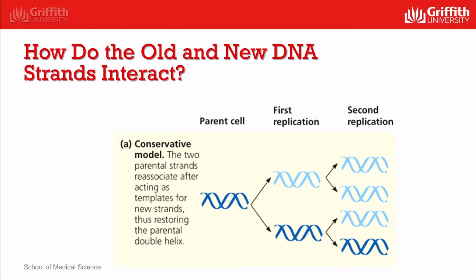In the conservative replication model, the parent strands act as a template for the synthesis of an entirely new DNA molecule. The two parent strands reassociate after acting as a template, thus restoring the parental double helix. As you can see in the figure, after the second round of replication, the parent DNA strand is still visible in dark blue, and three brand new DNA molecules are produced in light blue.